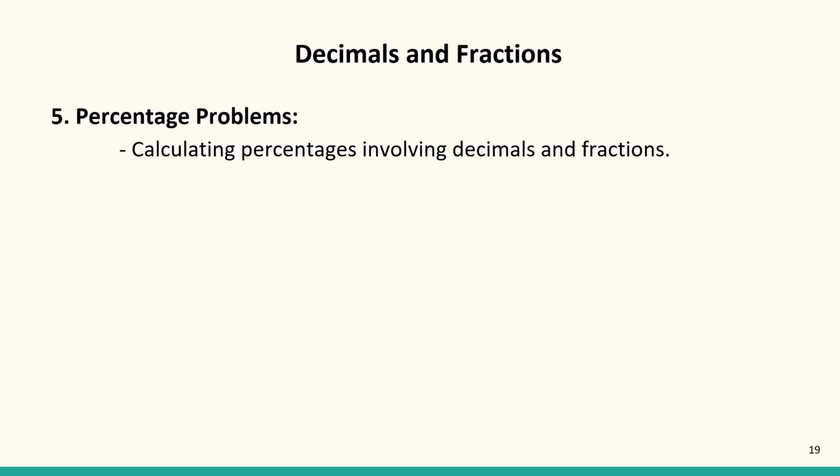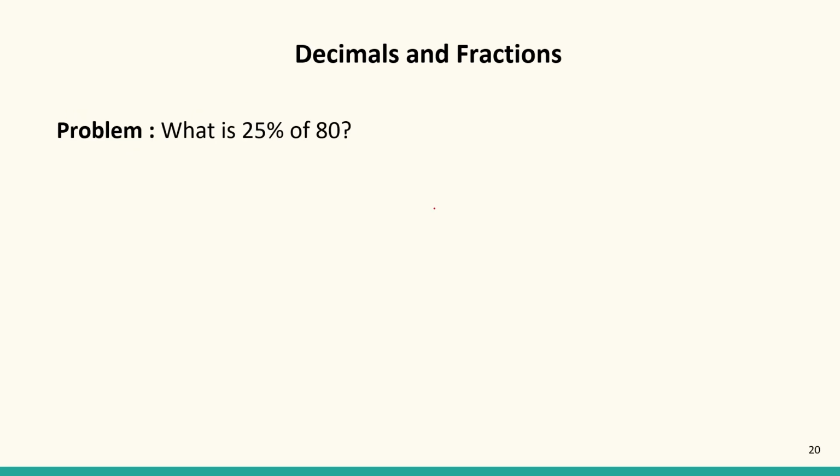So let's see the fifth kind, percentage problems, which involve calculating percentages with decimals and fractions. What is 25% of 80? Let's see how we can find it. First, convert the percentage, 25%, into a decimal. Percentage means 1 by 100, so 25% means 25 by 100, which is equal to 0.25.